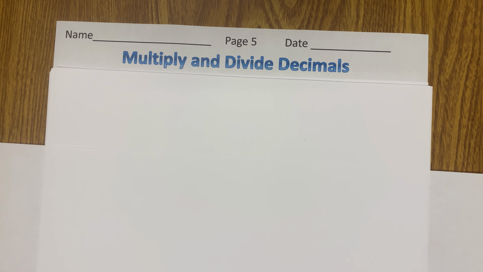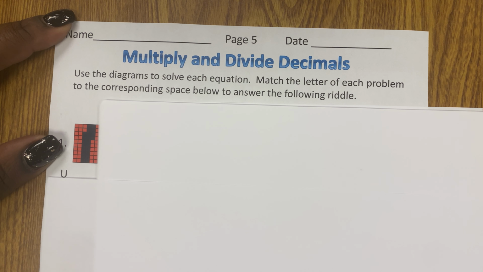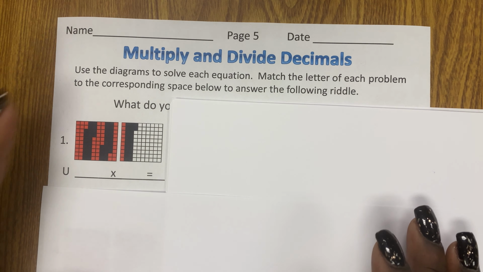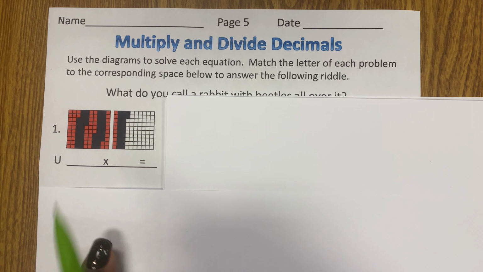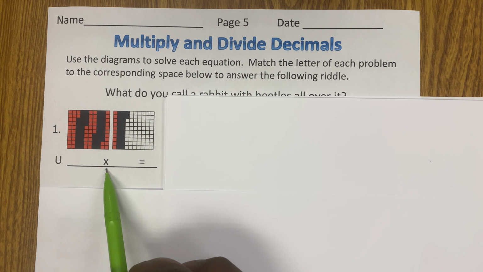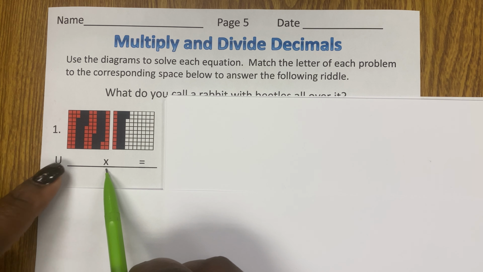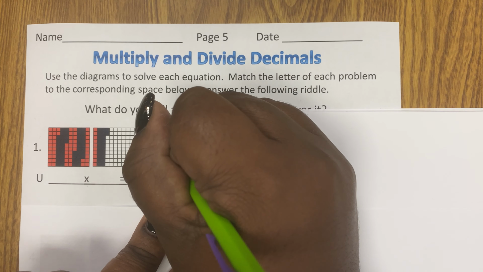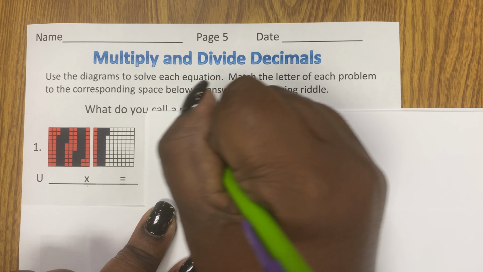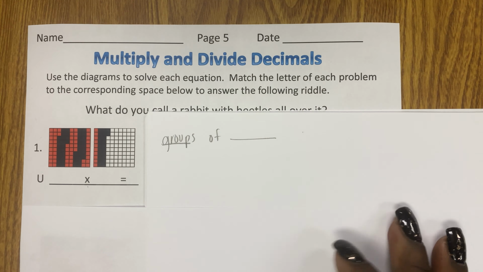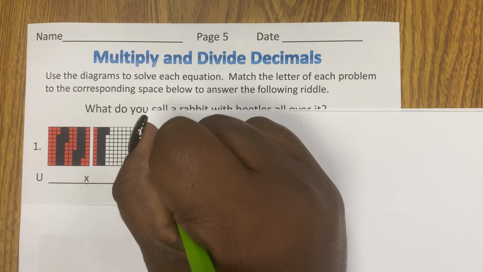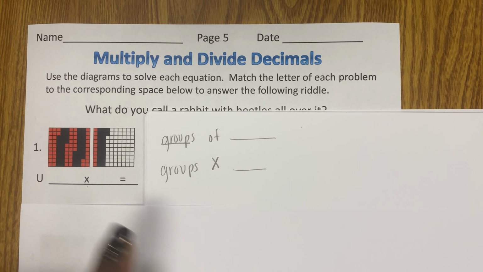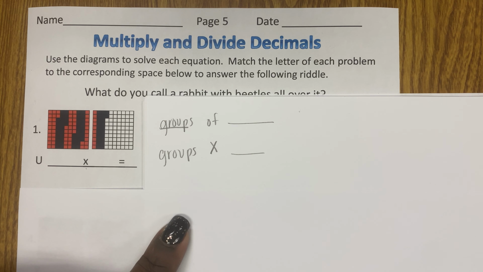Multiplying and dividing decimals. We're going to begin with this first model. Now, this is a multiplication model. I know that because they've given me the hint here with this operation of multiplication. So, multiplying is groups of blank. And we use "of" for multiplication, so groups of blank. Well, let's see how many groups there are.